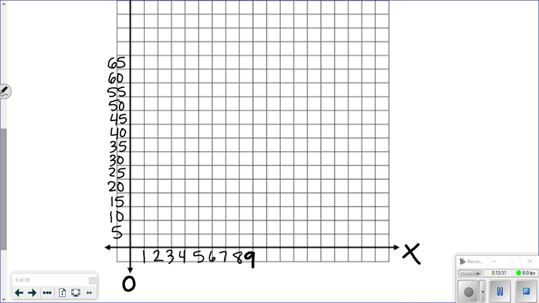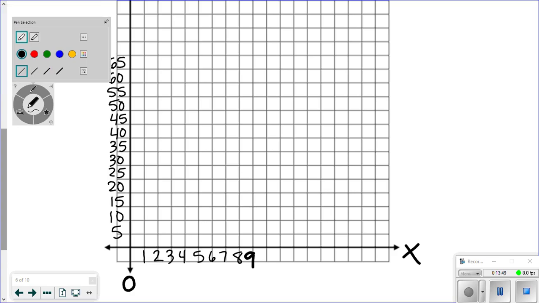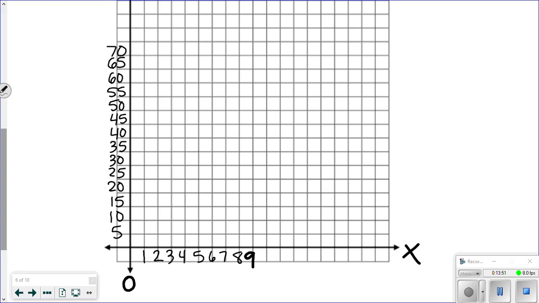So your x's, you're going to increase by 1s. Your y column, go up by 5. So 5, 10, 15, 20, 25, 30. Go ahead and pause the video. Take the time to do it. We have to do it again on our homework.